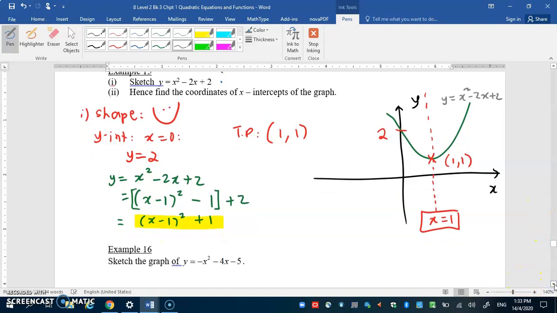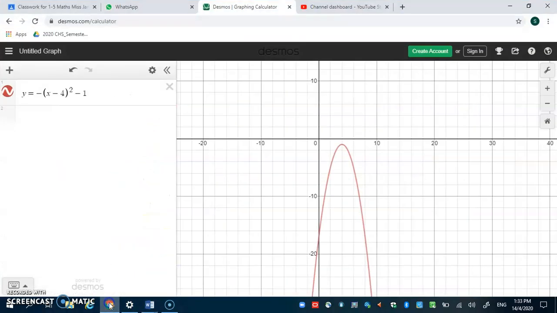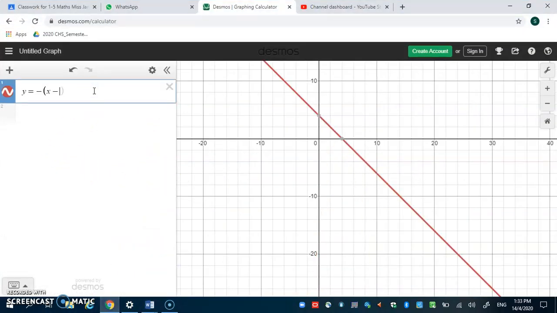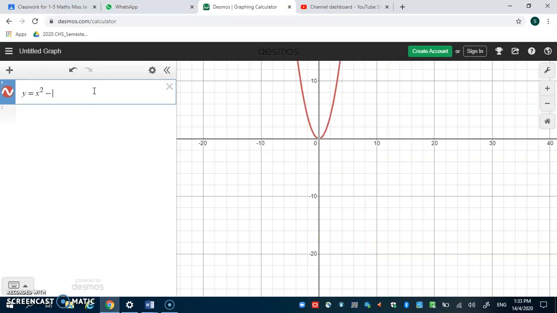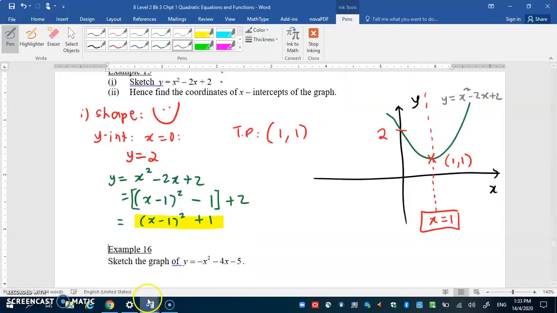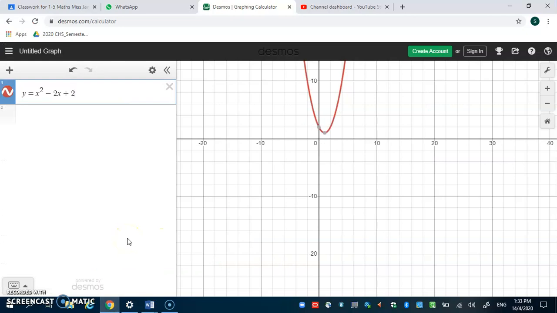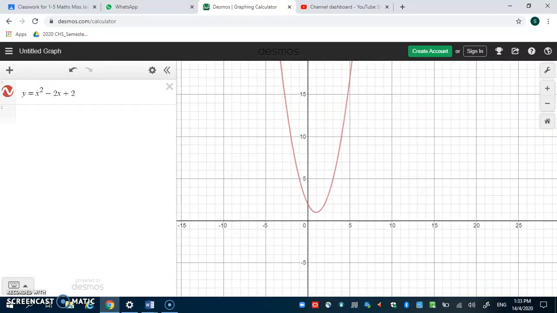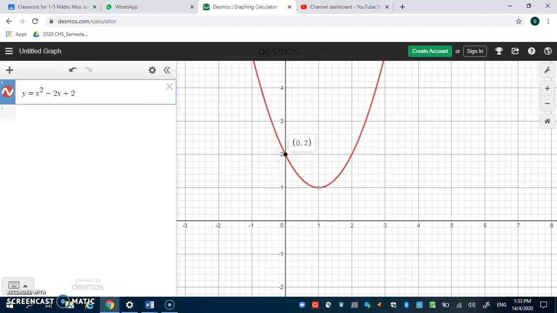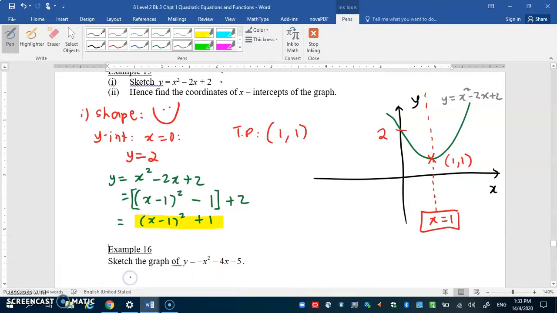Actually, I would like to plot this on Desmos just to do a double check. So y equals x squared minus 2x plus 2, right? x squared minus 2x. Is it plus 2? Yes, it's plus 2. Very good. It's a floating happy face. And the y-intercept is 2. Turning point is 1, 1. Do you all see that? This is exactly what we have sketched. That's excellent. Okay, let's move on to the next part.